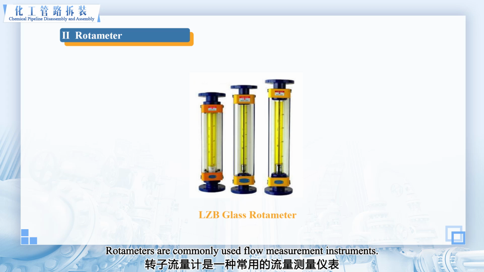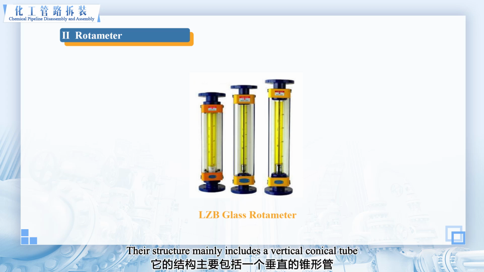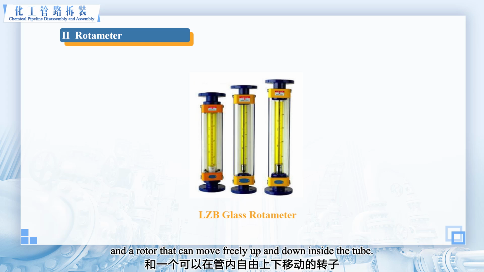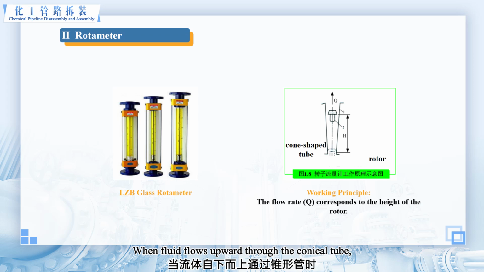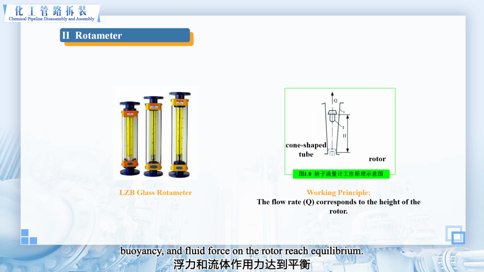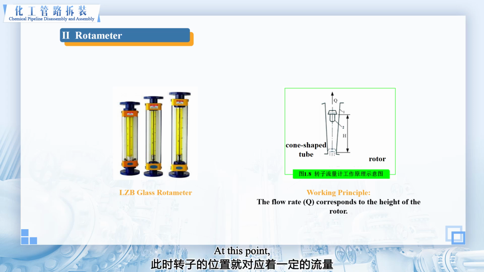Rotameters are commonly used flow measurement instruments. Their structure mainly includes a vertical conical tube and a rotor that can move freely up and down inside the tube. When fluid flows upward through the conical tube, the rotor is pushed upward by the fluid force until the forces of gravity, buoyancy, and fluid force on the rotor reach equilibrium. At this point, the position of the rotor corresponds to a certain flow rate.